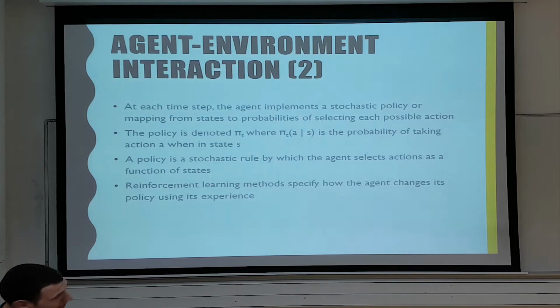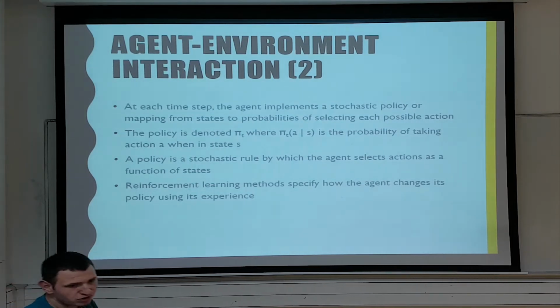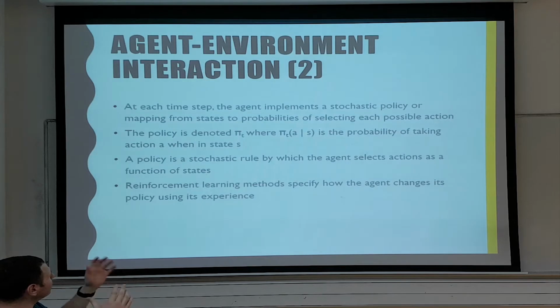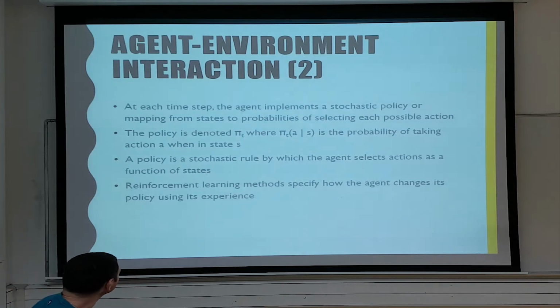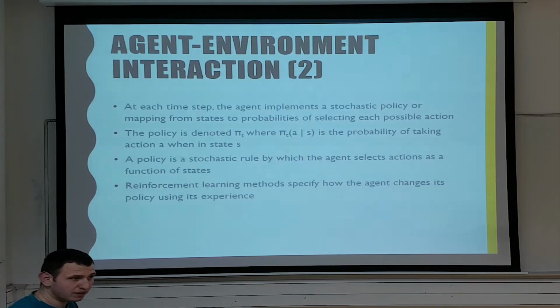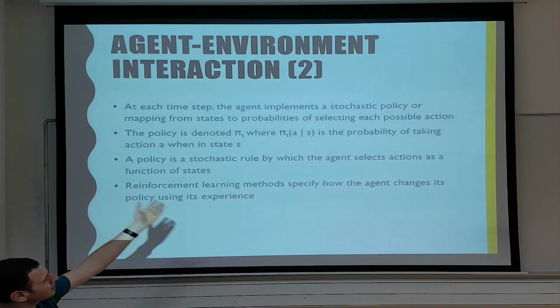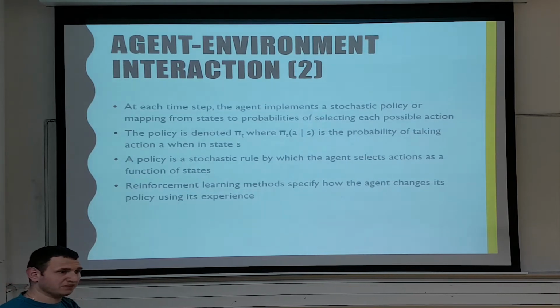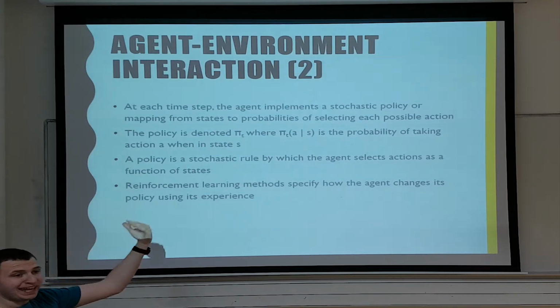Great. So at each time step, the agent implements a stochastic policy, a mapping from the state to the probability of selecting each possible action. The policy is denoted pi t, where pi t is the probability of taking action A when in the state S. It is defined as pi of A given S. If I'm in a specific state, I have all my leaves, and I have some probability to take each of them. And then I will update this policy.